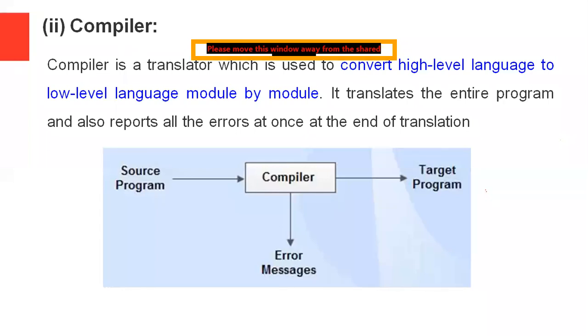So here, a compiler is a translator which is used to convert high level language to low level language module by module, and it translates the entire program, and it also reports all the errors at once at the end of translation.